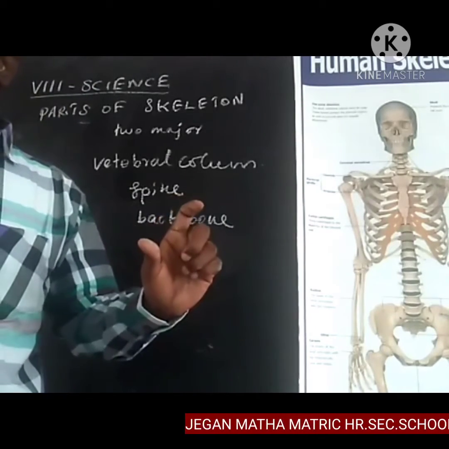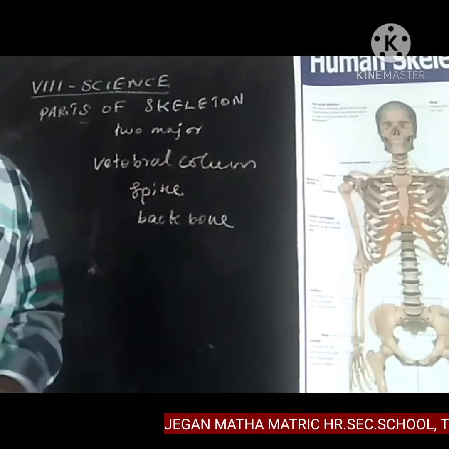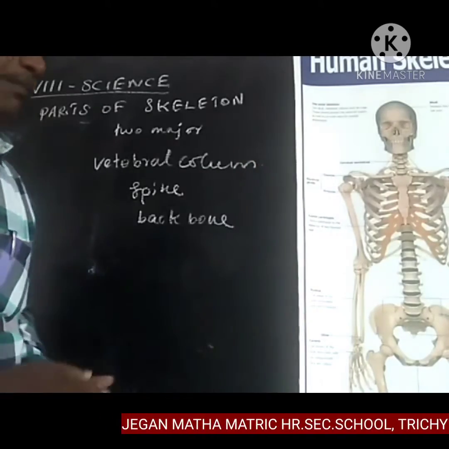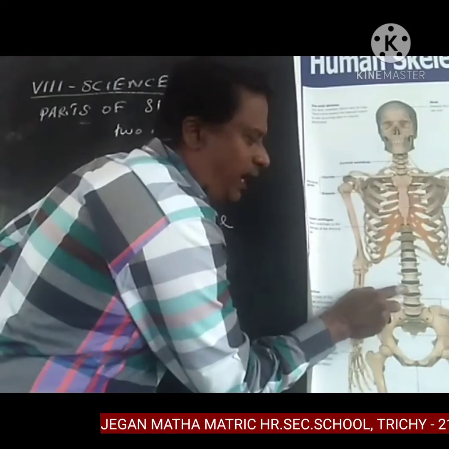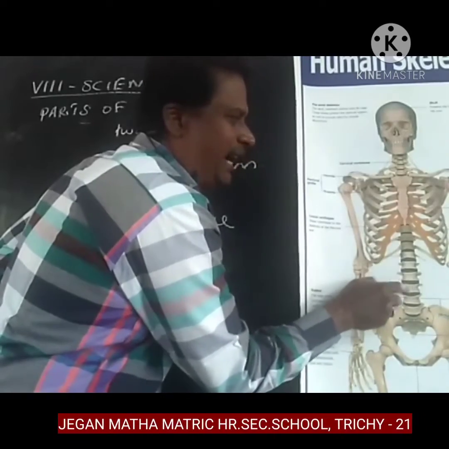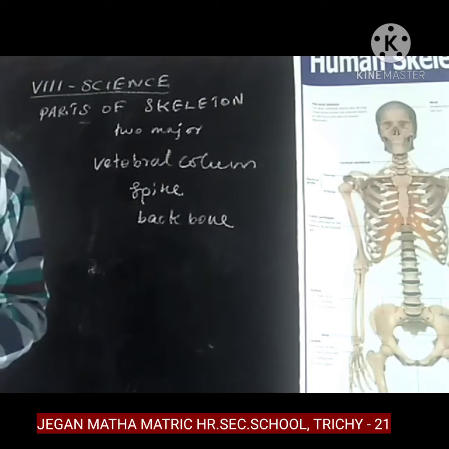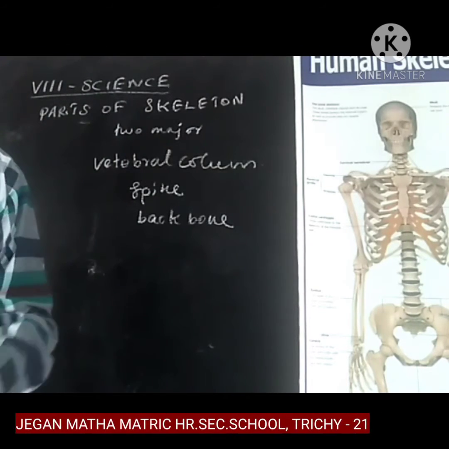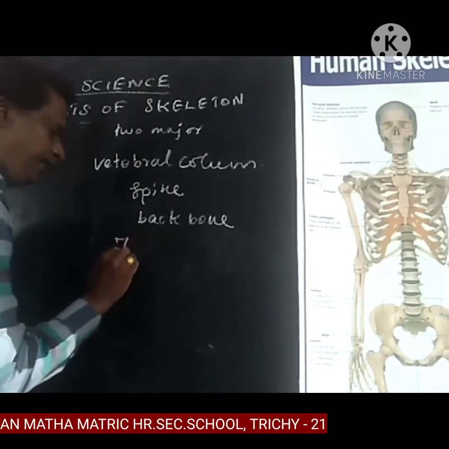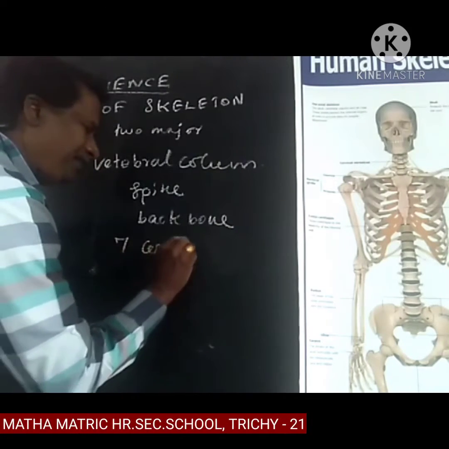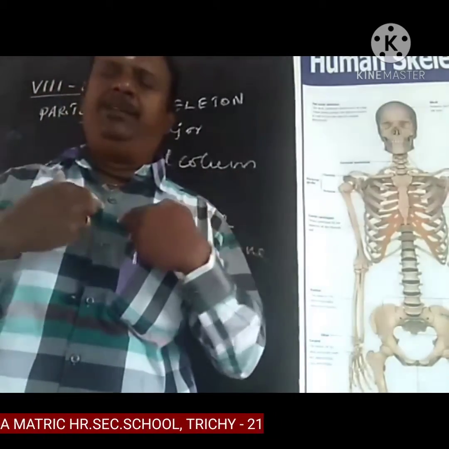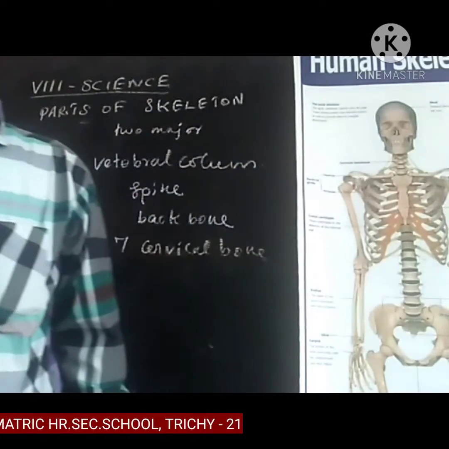It is in the trunk region and supports the upper part of the body. The vertebral column is made up of single individual vertebrae, separated bones, with ligaments present between the bones. The total vertebral column consists of 7 cervical bones, which are in the neck region.